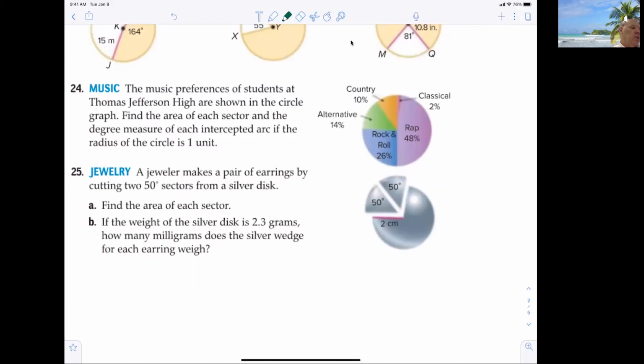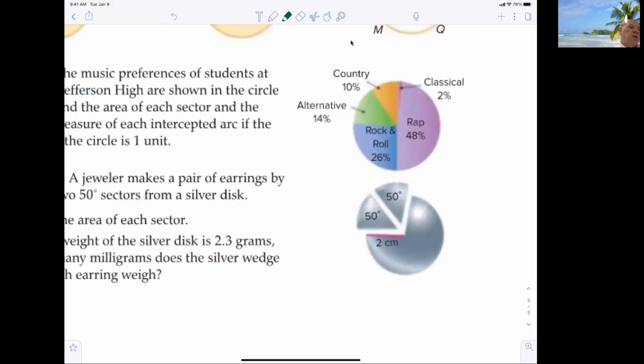Right, so find the area of each sector and the degree measure of each intercepted arc if the radius of the circle is 1. Well, my country represents 10%, right? So that's just what? That's just 36 degrees. You with me on that? But more importantly, we don't even need that, right? Because 10% means 10% of what? Well, even better than that. 10% of the what? Area. Thank you, Sam. It's just 10% of the area.